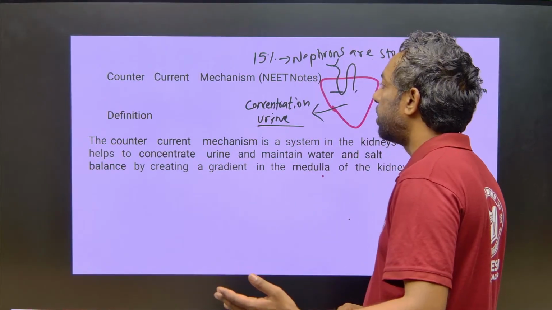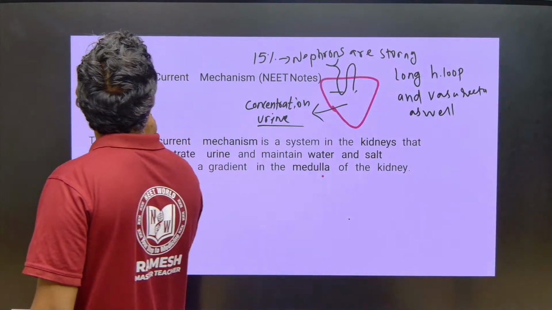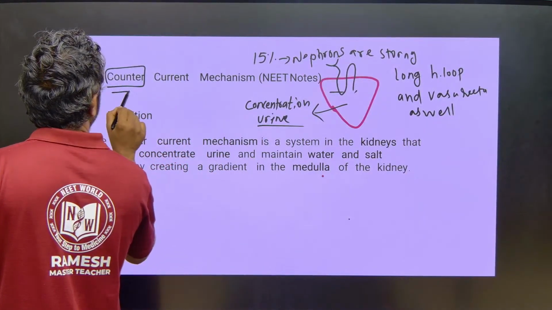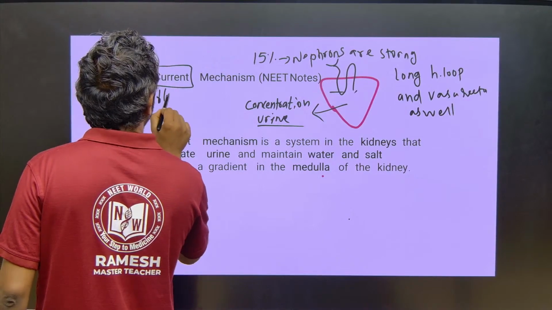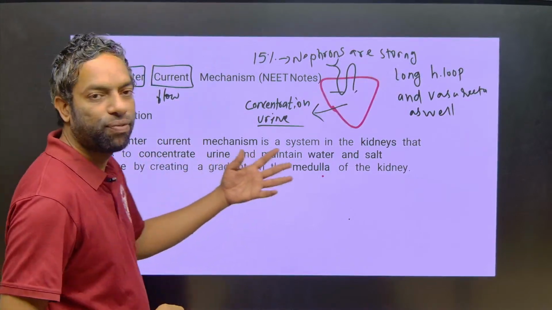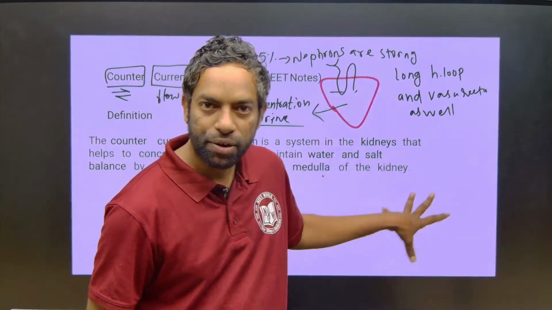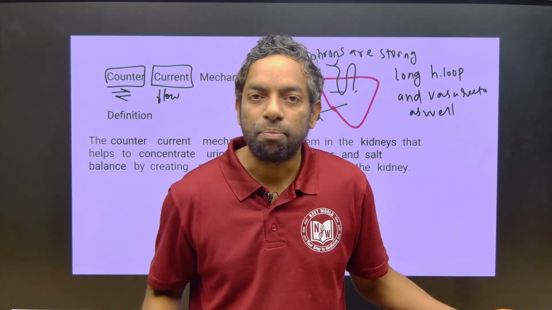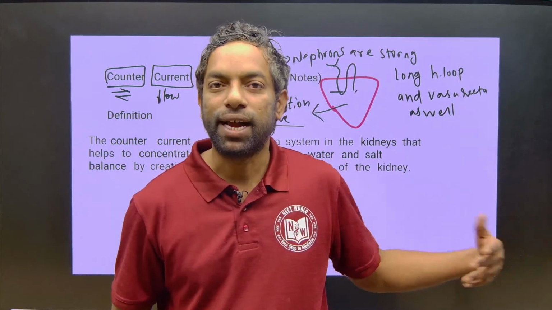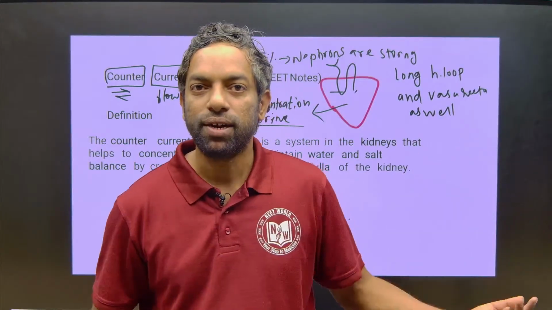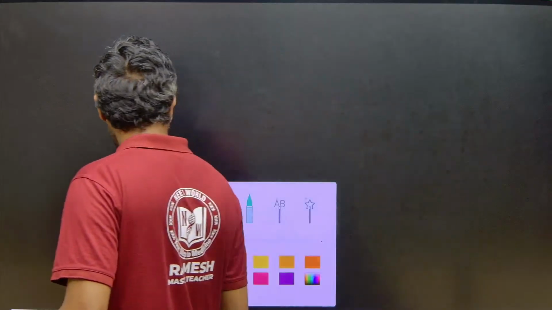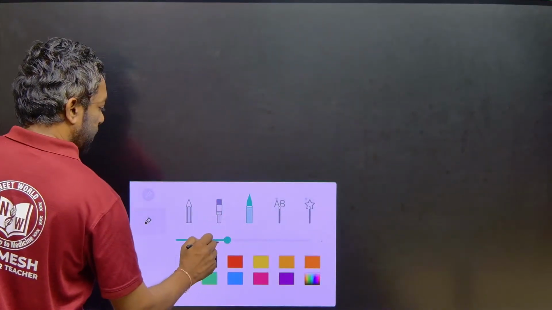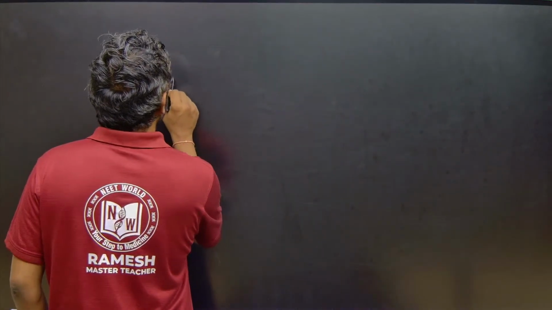What is counter? Counter means opposite in nature, and current means flow. Opposite flow means, in the renal tubule itself, there is an opposite flow. Here is the matter we are going to discuss. Guys, just look here at the nephron structure.